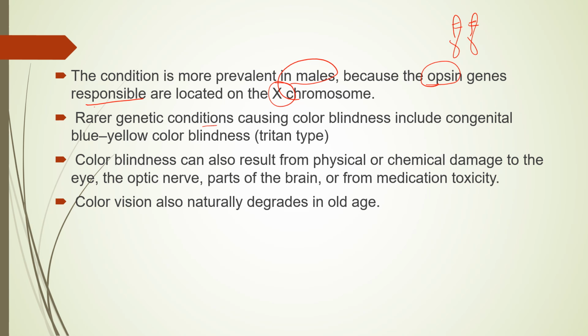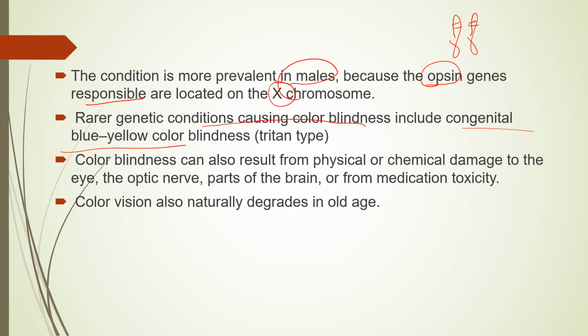So another rarer genetic condition in color blindness is congenital blue-yellow color blindness. That is the tritan type. Okay, so that is not the red green color blindness. It is a rare disorder which affects the blue and yellow color cells. The colors are not visible. So those chromosomes carrying this, we can say they are damaged, or certain mutation of genes has happened in those chromosomes, so that they are unable to see the blue and yellow color, or it is not visible to them.